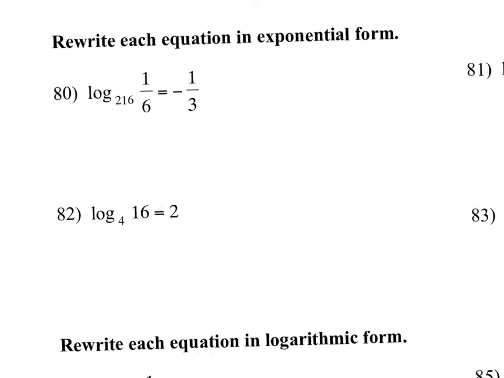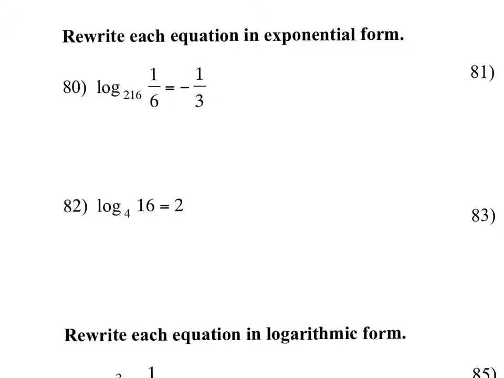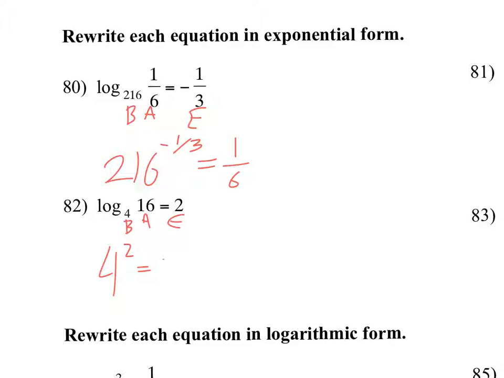Moving on to logs and exponentials, we have to rewrite this in log form or exponential form. I've got base, answer, exponent. So 216 to the negative 1 over 3 would equal 1/6. For number 82, base, answer, exponent. 4 to the 2 is going to be 16.